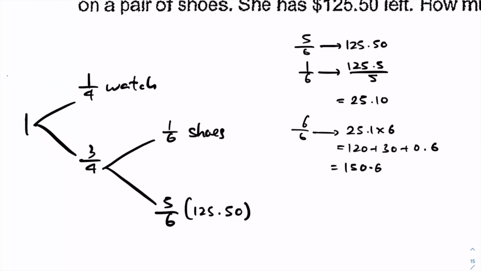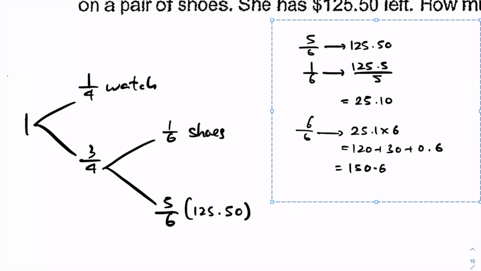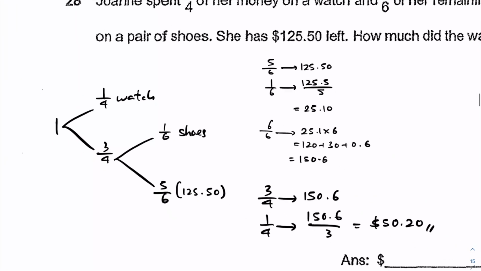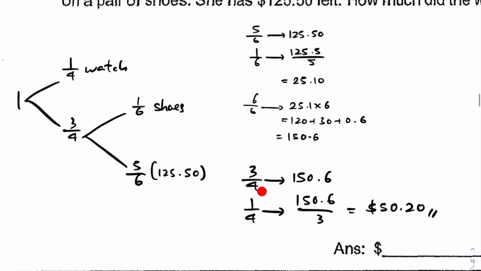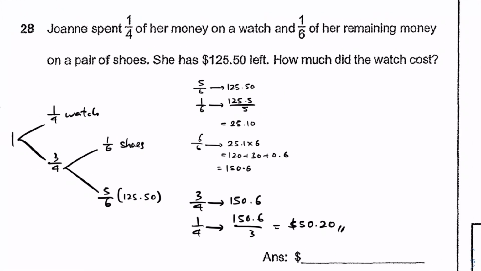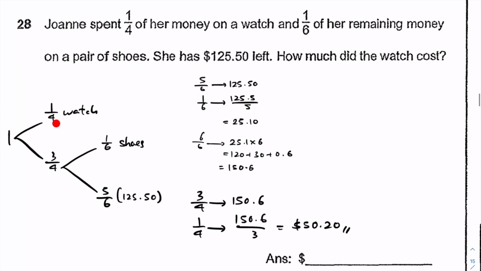Okay, what's 6 units therefore? It's 150.6, which means this is 150.6, this 3/4 right here. So that tells me that the 3/4 of the total is 150.6. 1 unit is therefore 150.6 divided by 3 units to 1 unit. And how much did the watch cost? Hey, it happens to be this 1/4 of the total here. So that is $50.20. Quite a cheap watch.